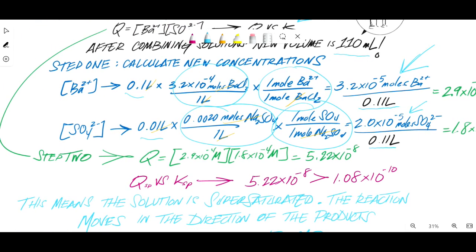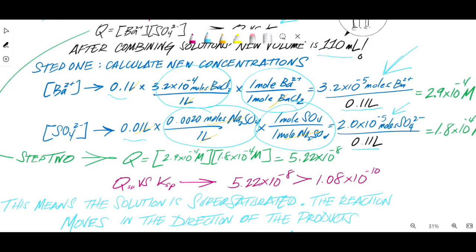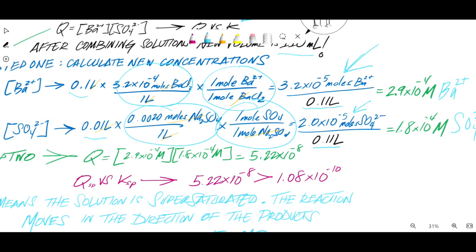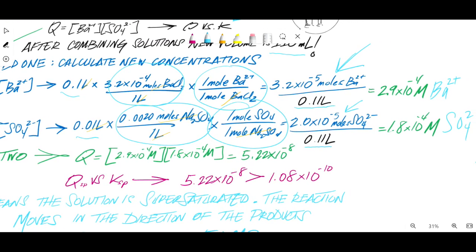So in step 2 here in green, I'm now finally able to plug in my concentrations into that Q expression, solve for it, and I get 5.22 times 10 to the negative 8th. And now in pink, we can compare QSP to KSP.